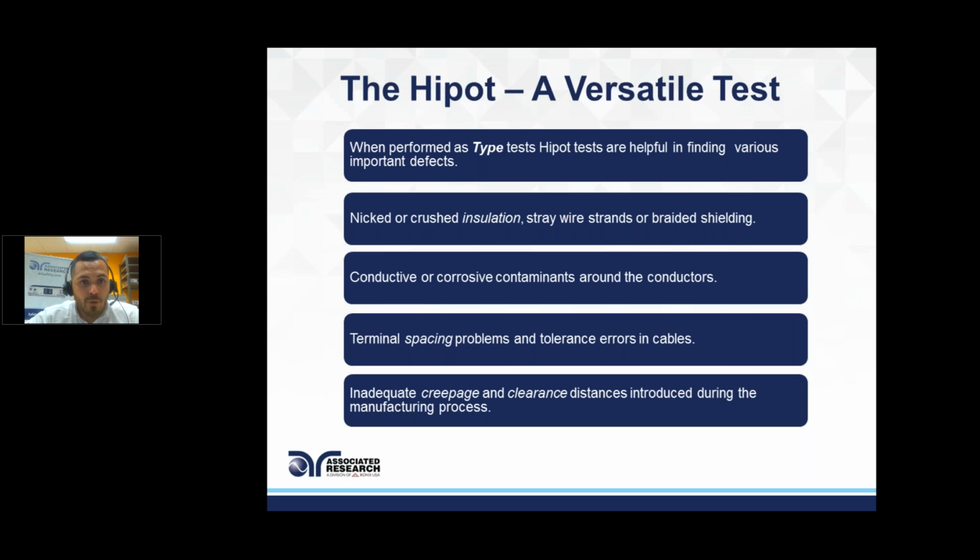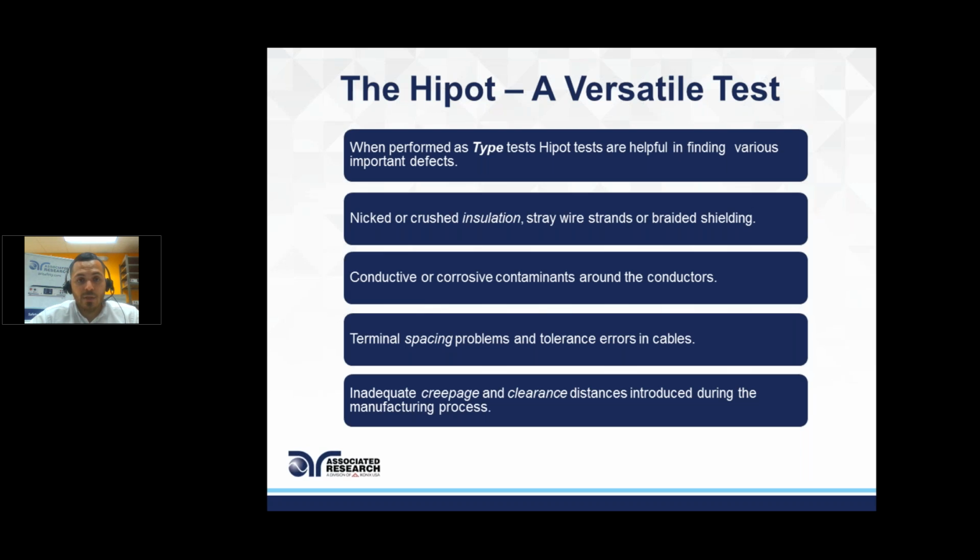So when performed as type tests, Hipot tests are helpful in finding various important defects: nicked or crushed insulation, stray wire strands, or braided shielding. So what do we do? At the end of the day, we're not only identifying if our insulation is good, but also trying to burn off some impurities, right? Do I have some small pieces of metal that are sitting on the insulation, that can conduct? We can burn that off.